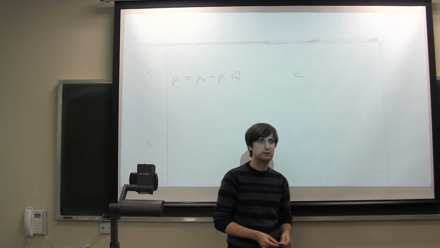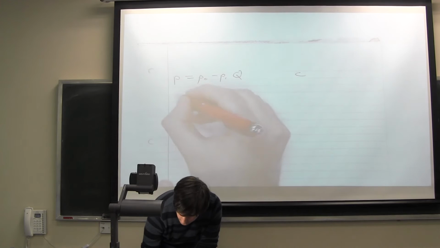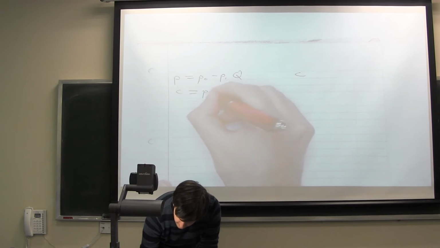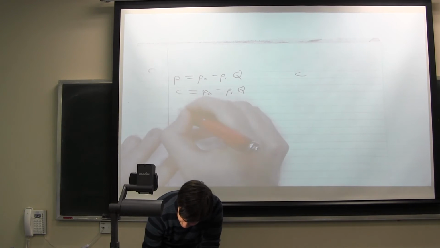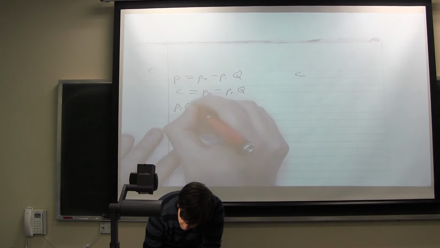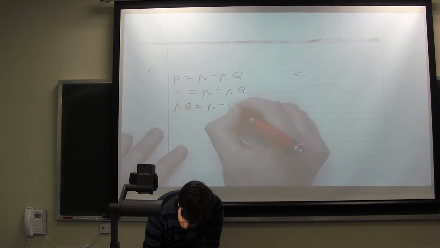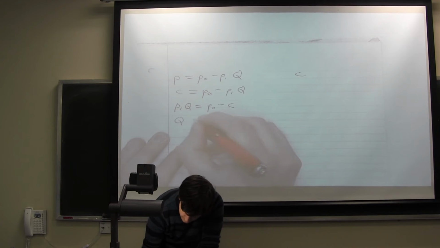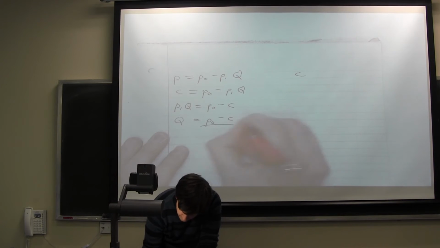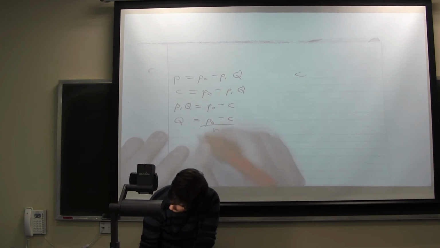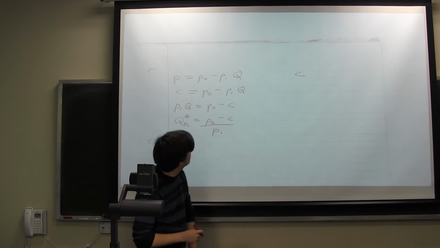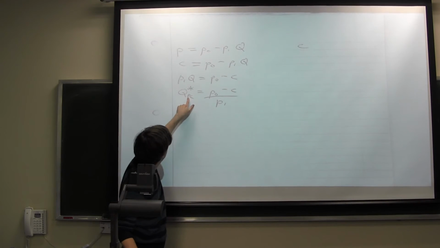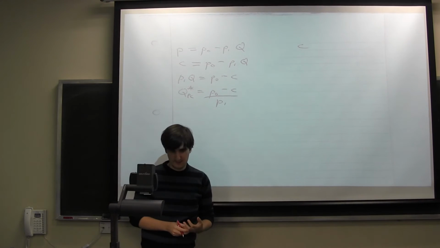Price equals cost. Yeah, okay. So cost is C. So C is P0 minus P1Q. So P1Q is equal to P0 minus C. So Q is equal to (P0 minus C) over P1. So let's call this QPC for the slide. So this is quantity produced under perfect competition. So that's easy.